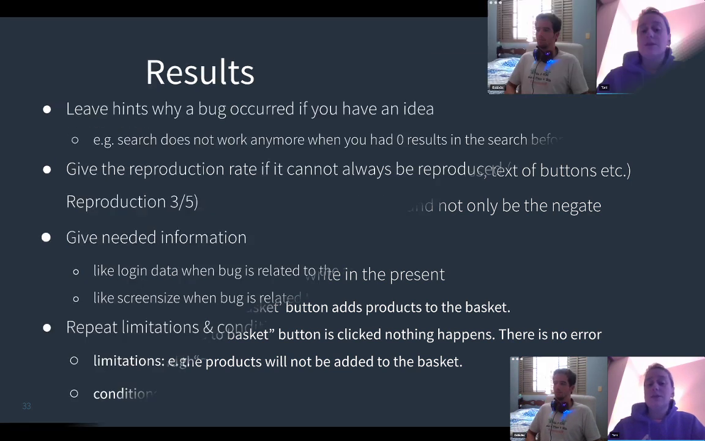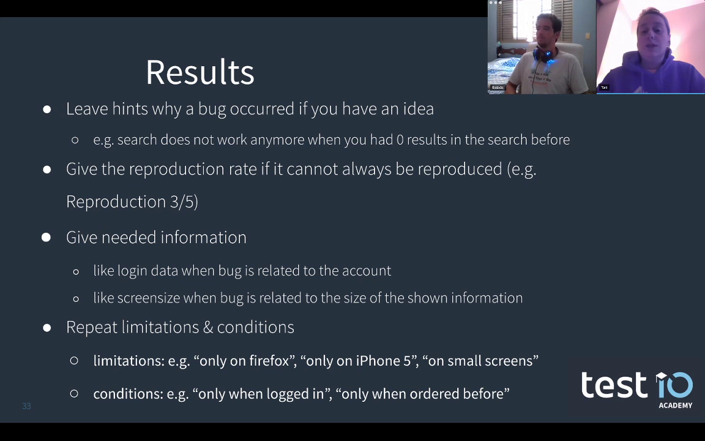And in the actual result, you write down what is happening. So in this case, if the add to basket button is clicked, nothing happens. But don't leave it like this. Continue writing: there's an error message and the product will not be added to the basket. If you explain in the second sentence, it is totally fine to write "nothing happens" or "doesn't work," but make sure you explain what does not work and why nothing has happened or what happens instead.